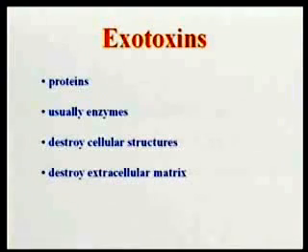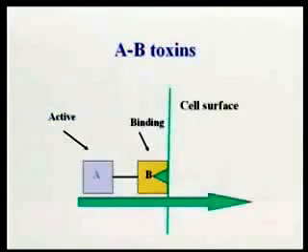Exotoxins are pretty well always proteins. The key word there is usually. Very often they're enzymes, but they're not always enzymes. I'll give an example of one that isn't in a little bit. They destroy cellular structures, or they can destroy the extracellular matrix. Destruction, that's the issue. And that's what can kill you, and does. An example of an exotoxin. Often they are referred to as AB toxins, and I don't think they were originally defined this way for this reason, but it doesn't really matter.